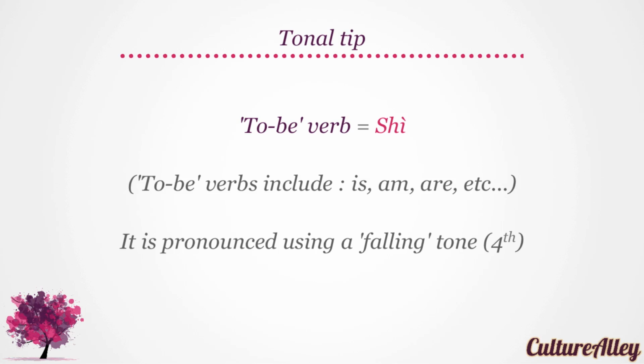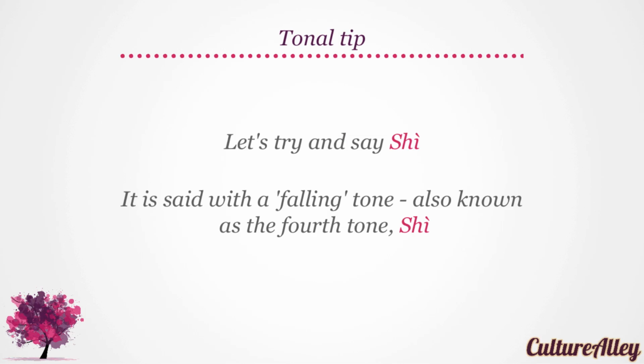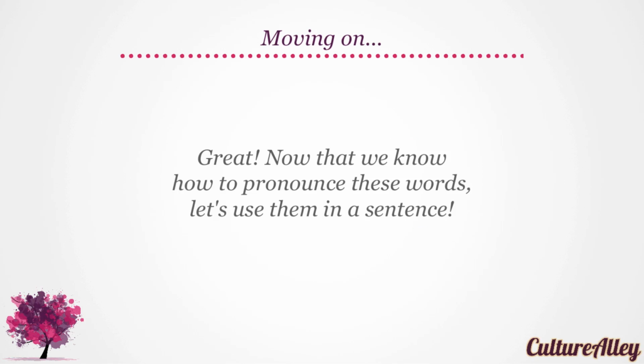To be verb, including is, am, are, etc., translates to 是. 是 is pronounced using a falling tone, or the fourth tone. Can you try and say 是? It is said with a falling tone, also known as the fourth tone, like 是. Good job! Now that we know how to pronounce these words, let's use them in a sentence.